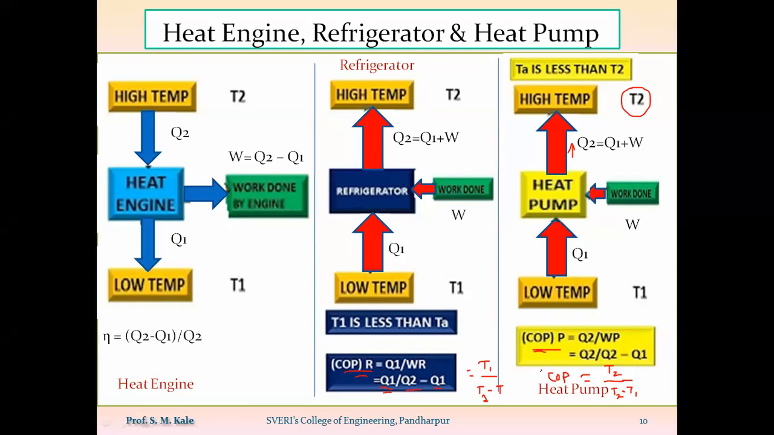So in your notebook you can note down this point. COP of heat pump. And here efficiency of heat engine is given by Q2 minus Q1 divided by Q2. This is in terms of heat.